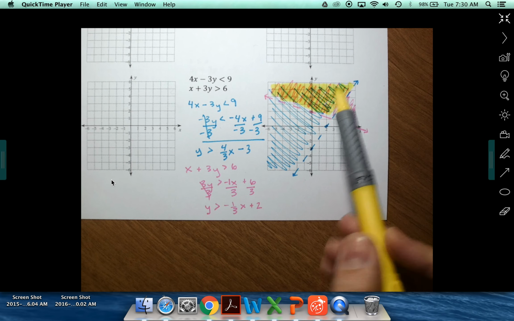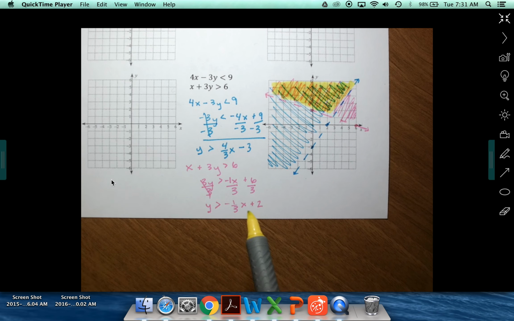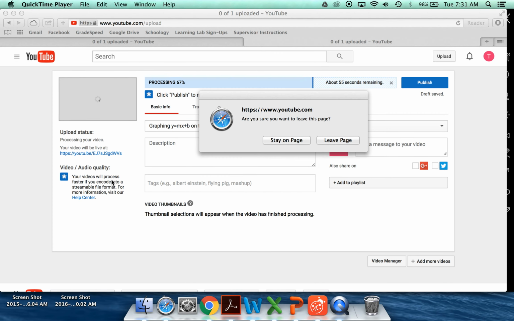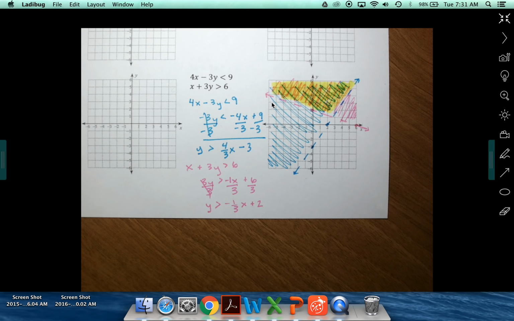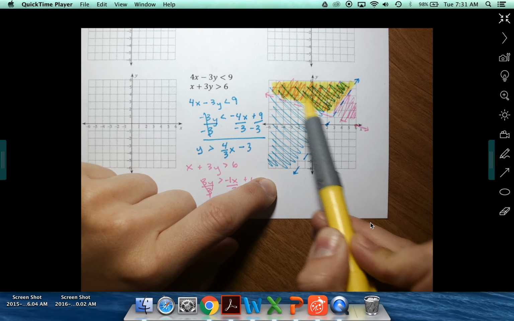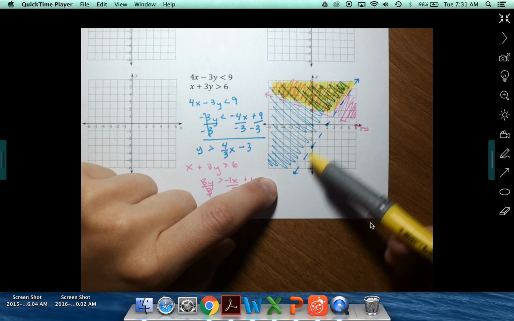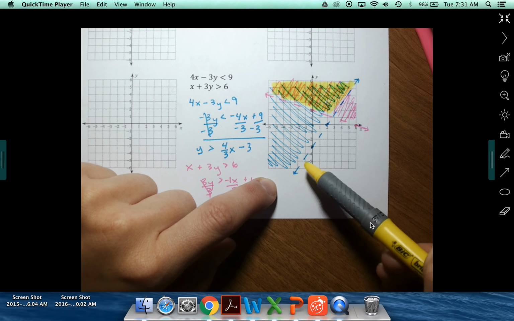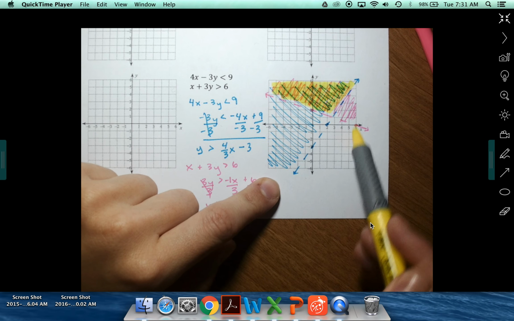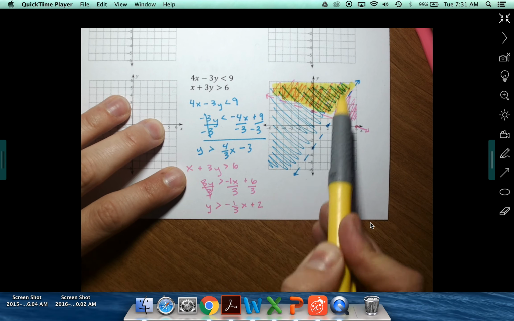So the XY coordinates that work are the ones up here, where both of the shadings overlap. Blue and pink separate is great, but we want where they overlap. So this is our solution set. Both lines are dotted. Therefore, the points on the lines do not matter. The points on the lines don't count because they are dotted. Okay, so this is our solution set right here.